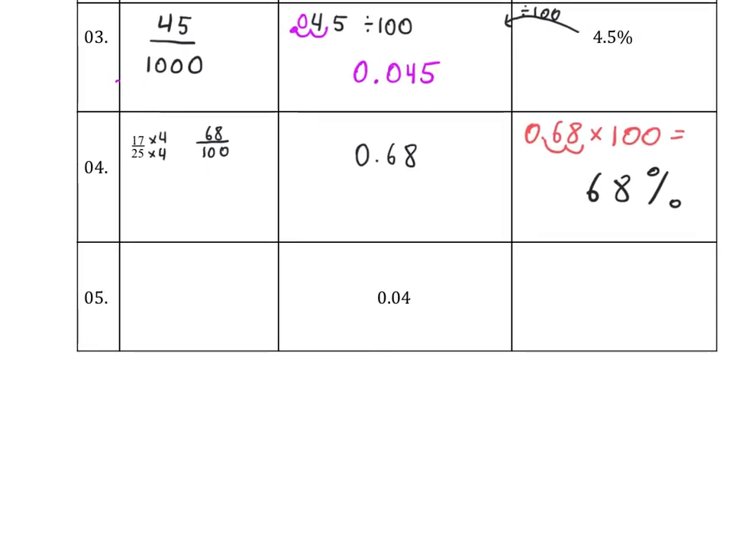4 hundredths is 4 over 100. Simplify it down here. And we get 1 over 25. Check yours with mine as we're going. 0.04, 4 hundredths. Move that decimal 2 times, and I get 4%.